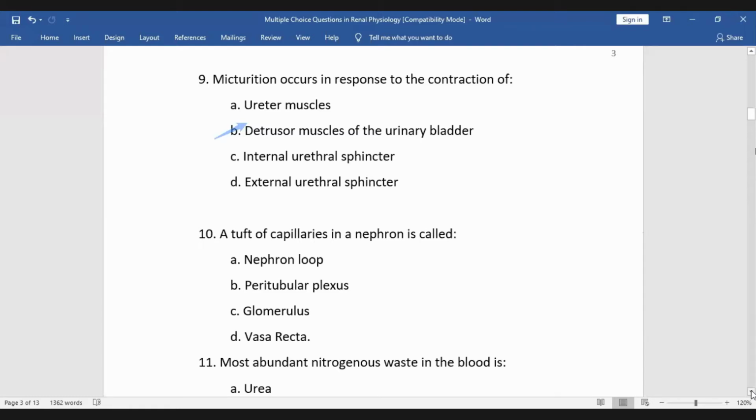A tuft of the capillaries in the nephron is called what? Nephron loop, peritubular plexus, glomerulus, vasa recta. A tuft, yes. C is the answer. Nephron loop is wrong. Glomerulus is the correct answer. Right? Glomerulus is the correct answer.